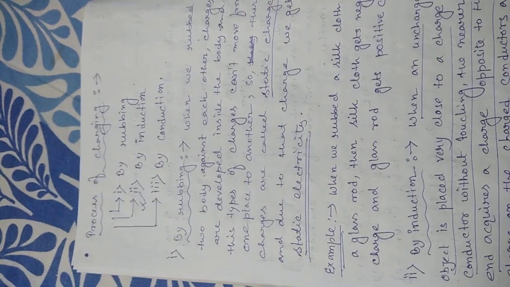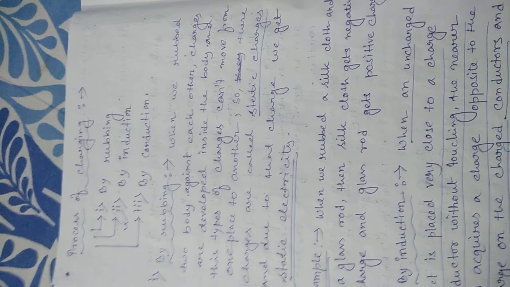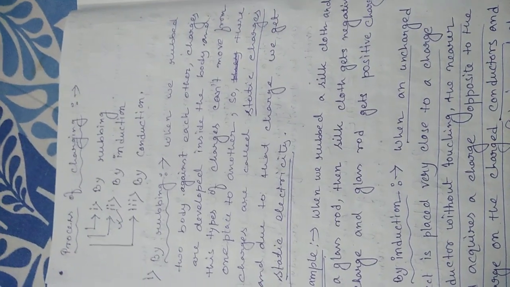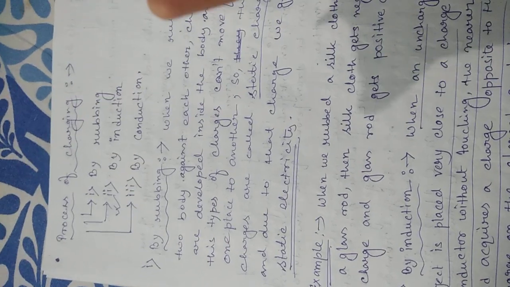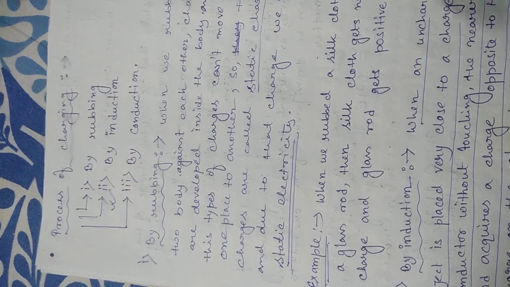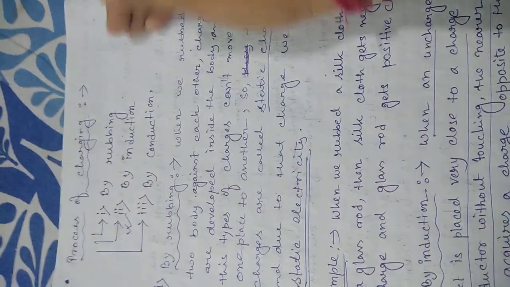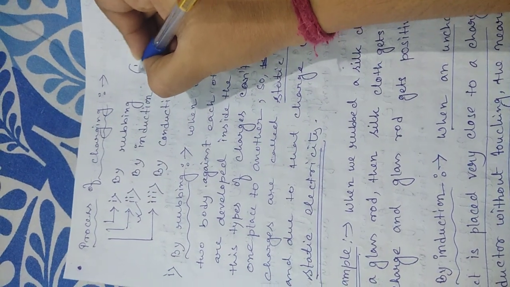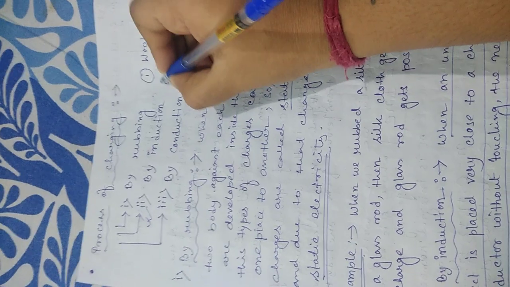So how do we understand which one gets a positive charge? By the rubbing process, of two bodies, one gets the positive charge and the other gets the negative charge. There is an electrostatic series. From that series, the one in the first position will get the positive charge, and the one in the second position will get the negative charge. What is that electrostatic series? In that series, first is wool.